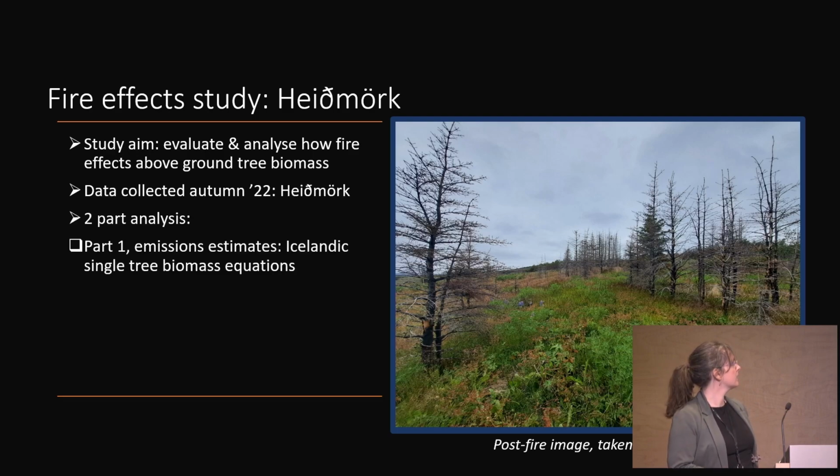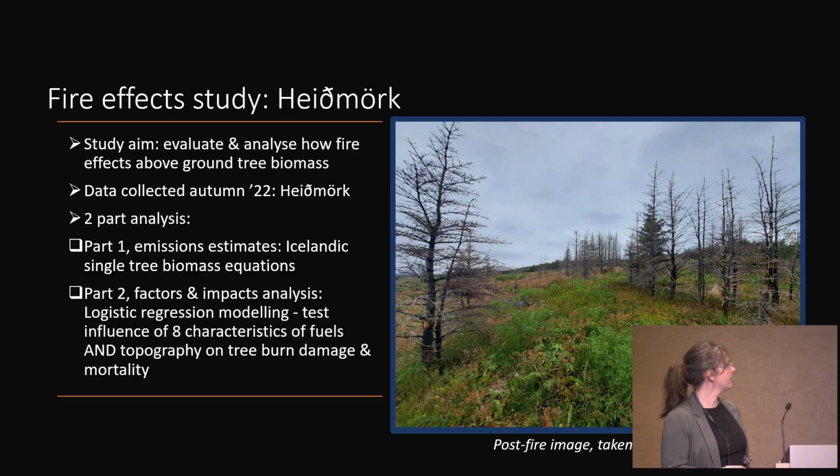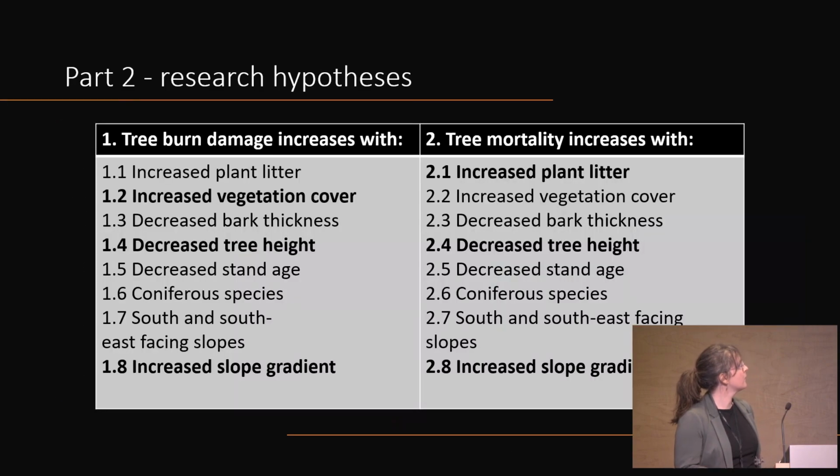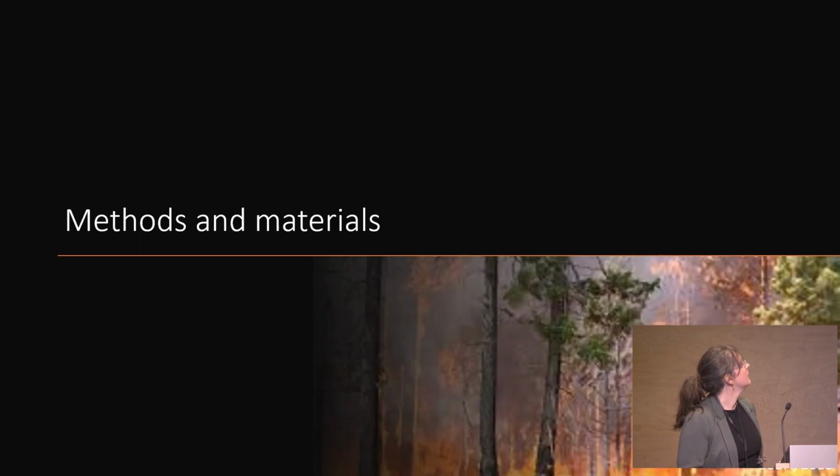It was in 2 parts. So firstly, I focused on emissions estimates using Icelandic single tree biomass equations. Then I focused on the factors and impacts of the fire on tree burn damage and tree mortality using logistic regression analysis. This is a technique used widely in fire effects research. And I came up with quite a few hypotheses for both of these different impacts, because there are multiple factors of fire. So what did I do?